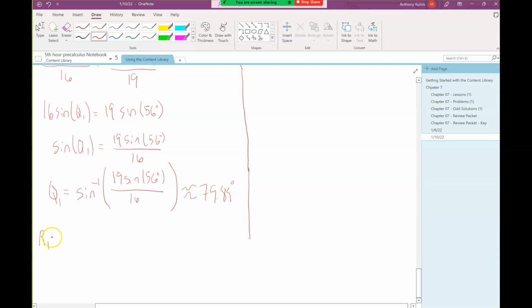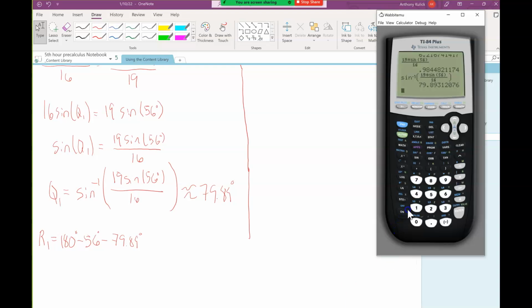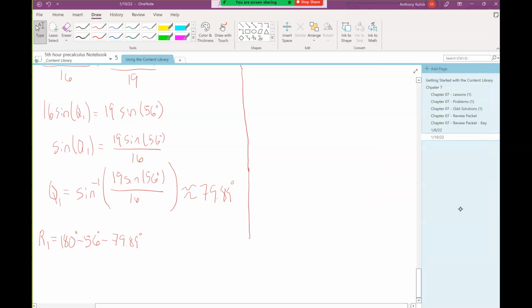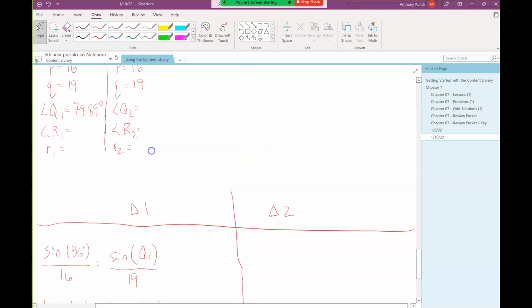Now I'm going to solve R1, and this is really easy because now I have 2 of the 3 angles. So I can just do 180 minus 56 minus 79.89. Everybody okay with what I did there? So that gives me 44.11. So let's record that.